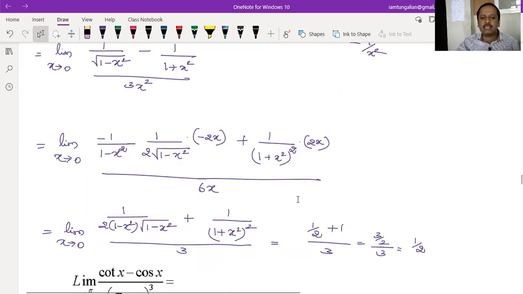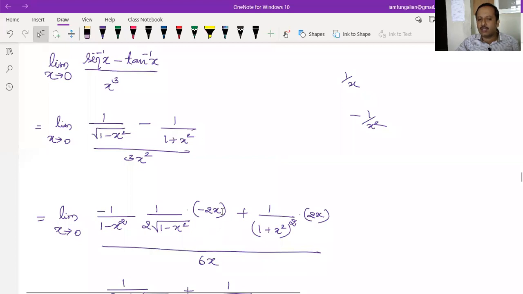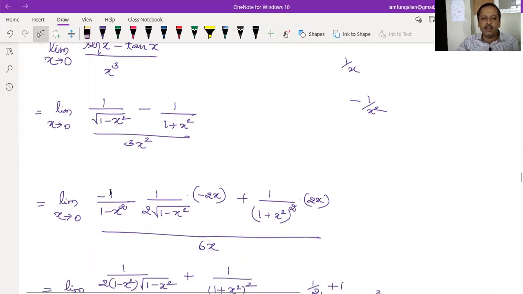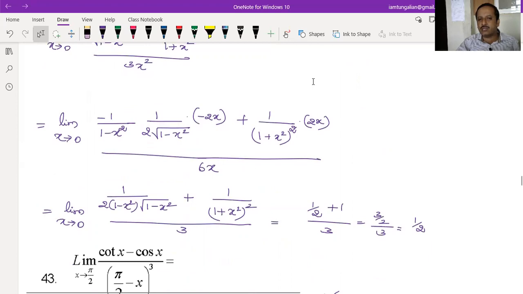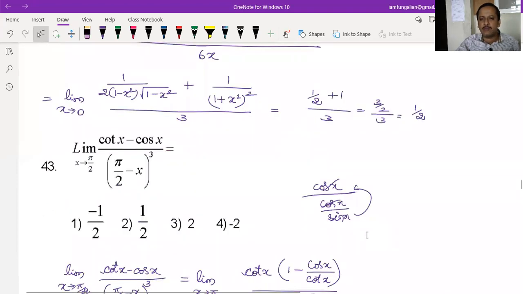Now I will take 2x as common factor and cancel. Then what will remain here? Minus into minus plus. Denominator is 1 minus x square into 2 into root 1 minus x square. Here 2x we have cancelled. 1 by 1 plus x square whole square will remain. Here 6x is there. 2x we have taken common and cancelled. So 3 will remain in the denominator. Then put x equal to 0. Simplify, get the answer as 1 by 2.